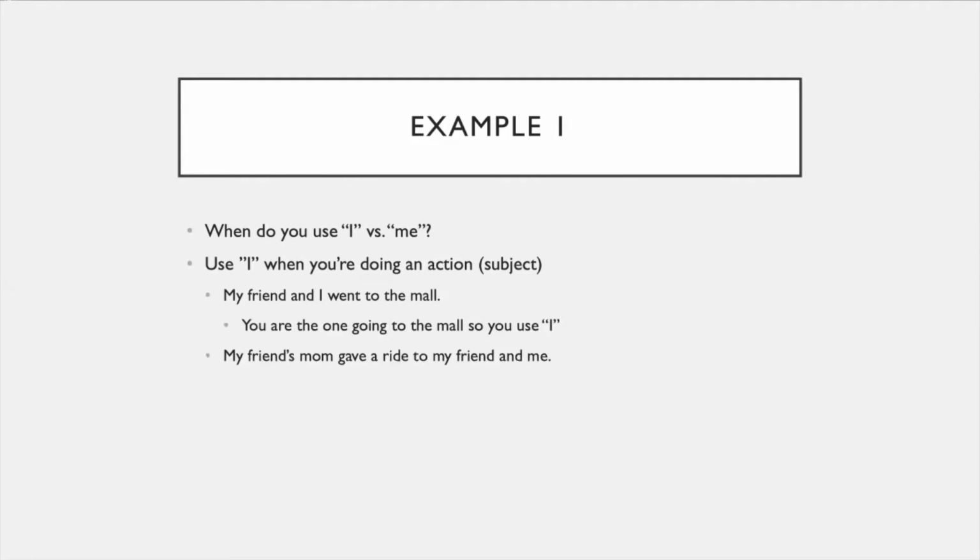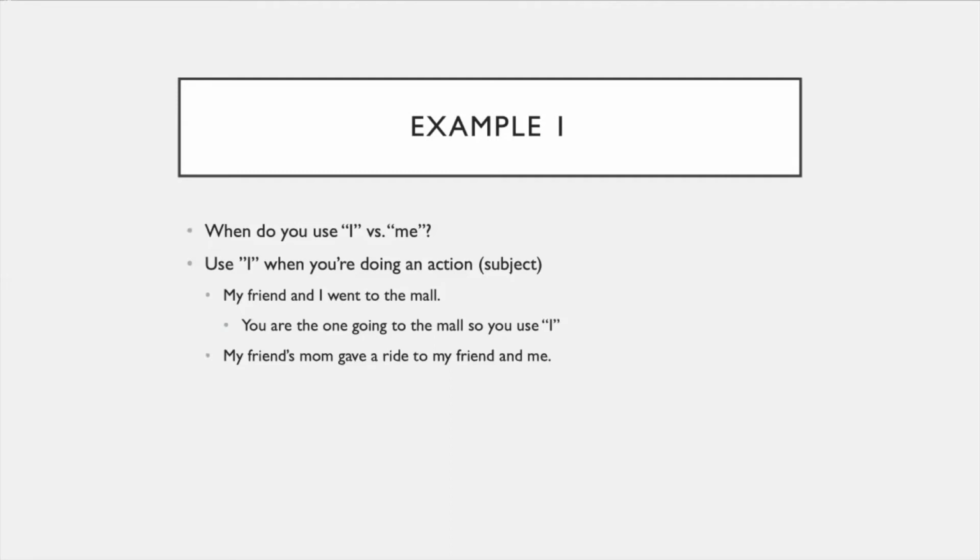Likewise, my friend's mom gave a ride to my friend and me. Okay, so me is the pronoun in the sentence, and it is an object pronoun because you're receiving the action of a ride from your friend's mom, right? You're not the one that's physically giving a ride to anyone. You're the one receiving the ride. So we have to use an object pronoun here.